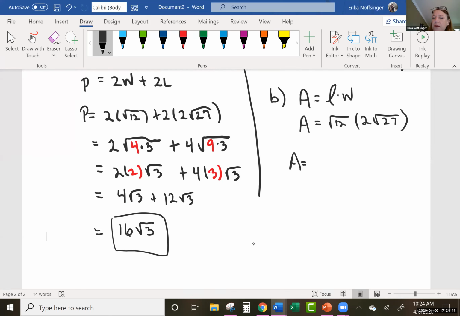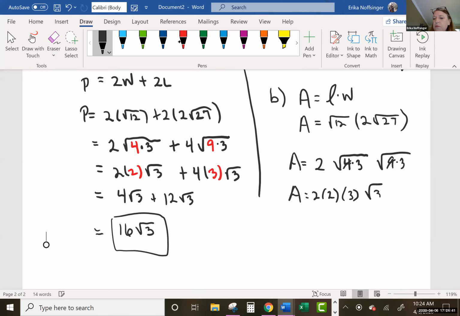And so maybe let's rewrite this. I'm going to pull my 2 out front. And then my square root of 12 again was 4 times 3. And the square root of 27 again was 9 times 3. So if I pull out square root of 4, which is 2, I'm going to pull out the square root of 9 and pull it out front, which is 3. And then underneath the radical, I have a root 3 for one and a root 3 for the other.